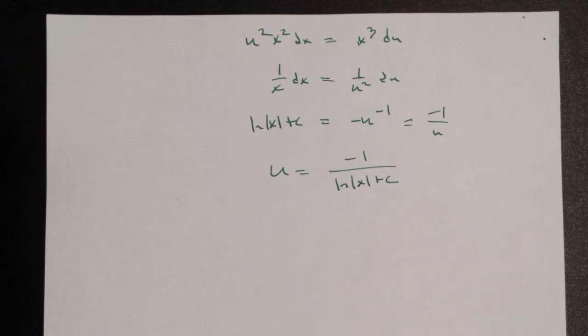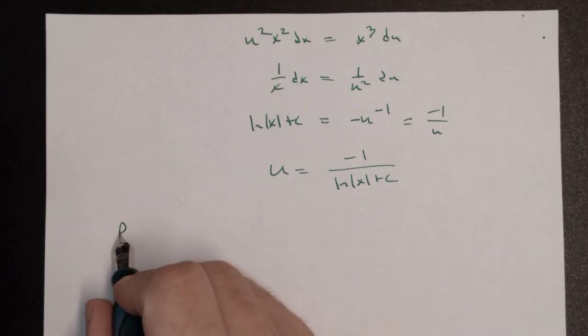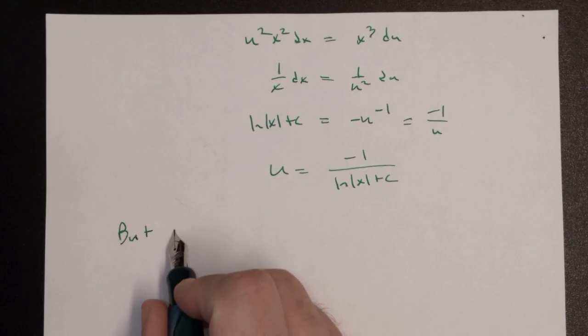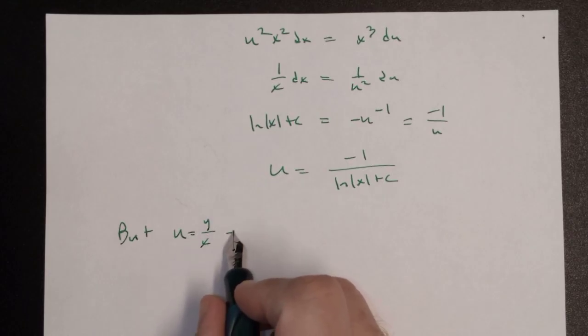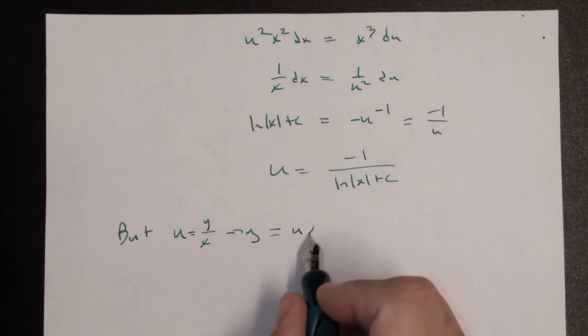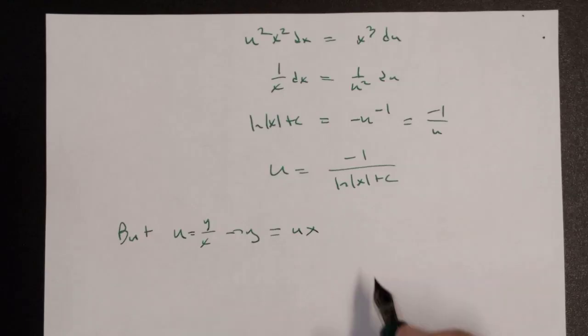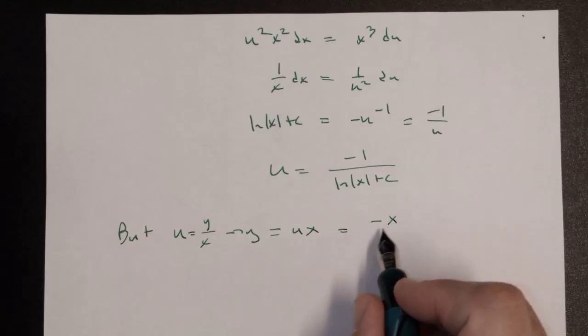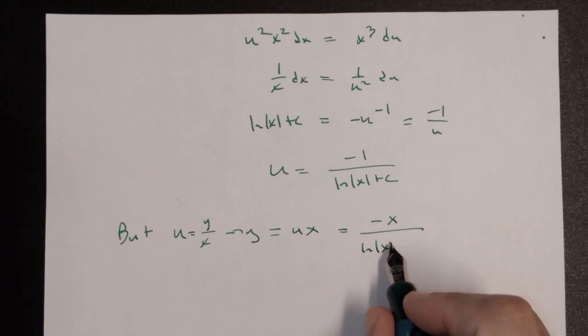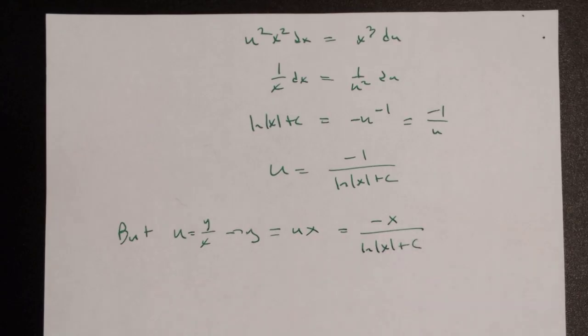What was my relationship between u, x, and y? u is y over x. So y is u times x. That makes it negative x over ln absolute x plus c. We just solved our differential equation.